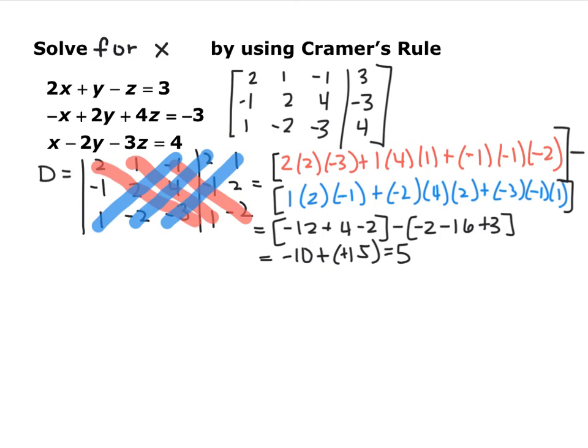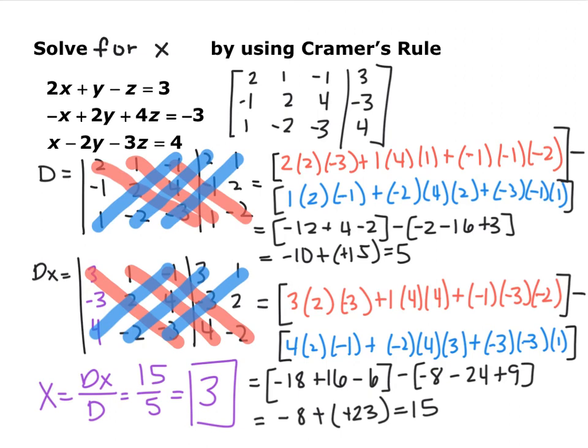If you haven't already done so, go ahead and pause the video and find d sub x, where you drop off the x column and replace them with the answers. So d sub x, I dropped off the x column and replaced it with the answers, multiplied down the top diagonals, adding those together, and then subtracting, multiplying up the bottom diagonals, you end up with a determinant of 15. So then x is d sub x, 15, divided by d, 5, so you end up with an x coordinate of 3.